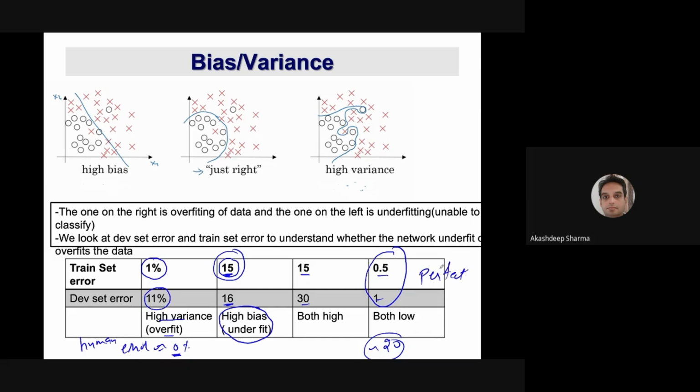This is again with relevance to figures. The figures you are seeing in the slides are with relevance to human error being almost zero. In that case. If my human error is say 15% or 20%, even this is also good. Right? This is also good.